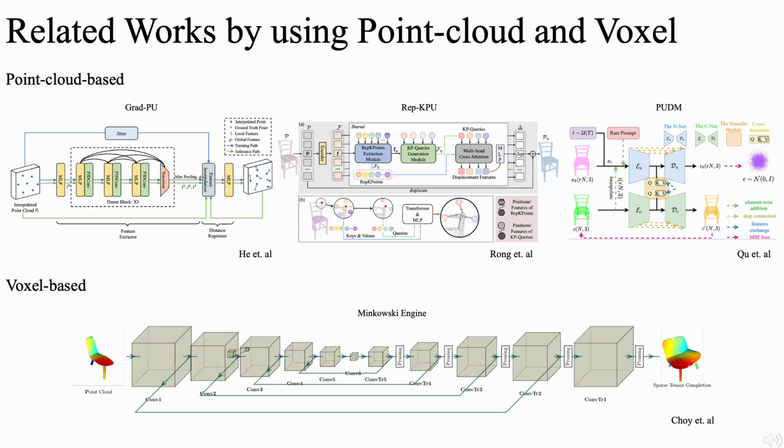In related works, two main approaches exist: point cloud-based and voxel-based methods. Point cloud-based methods such as GradPU, RepKPU, and PUDM directly generate more points with fixed scales to densify a 3D scene. Voxel-based approaches like those built on top of Minkowski engine densify 3D scenes through generative sparse convolution operations.